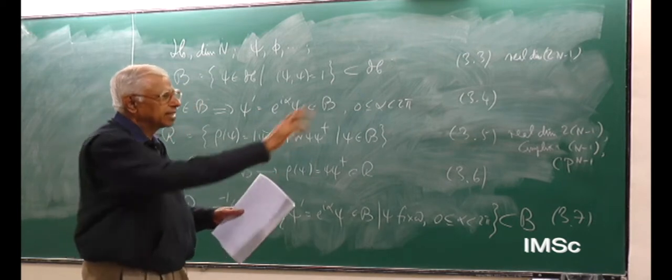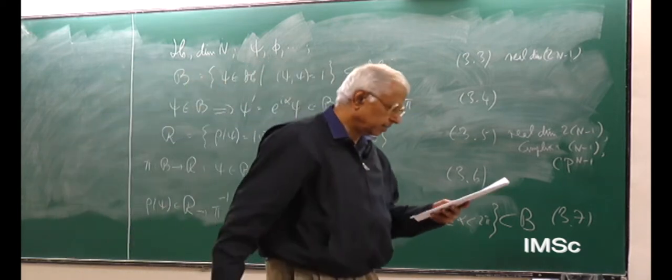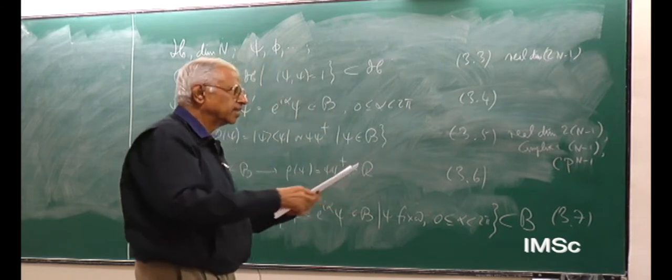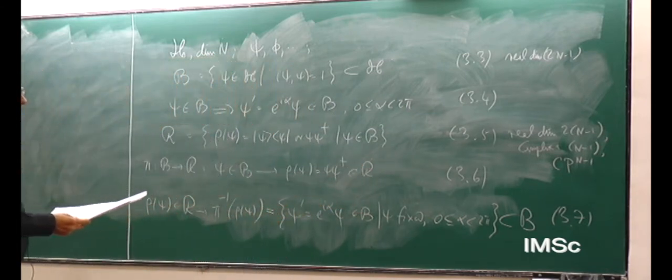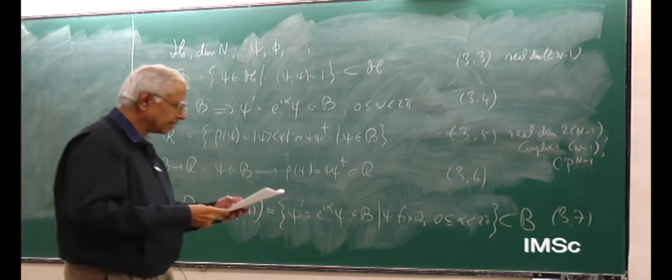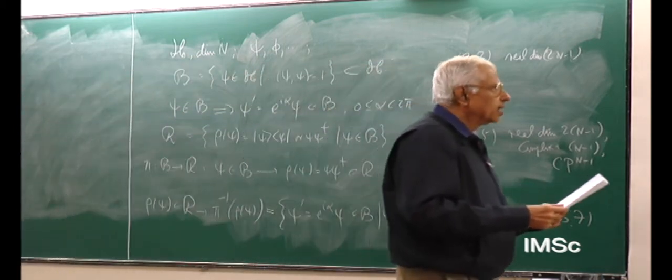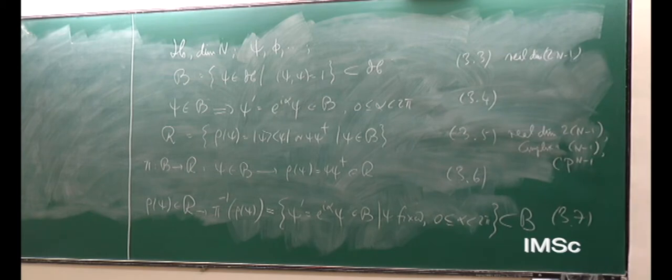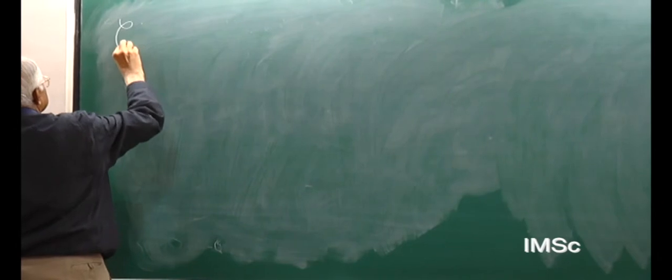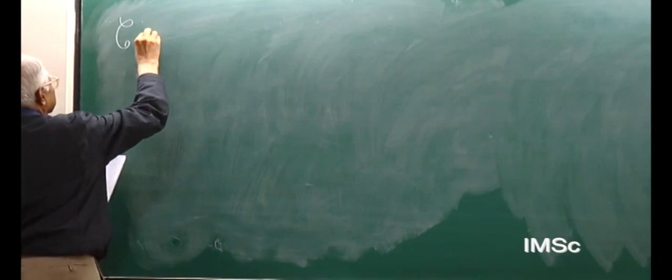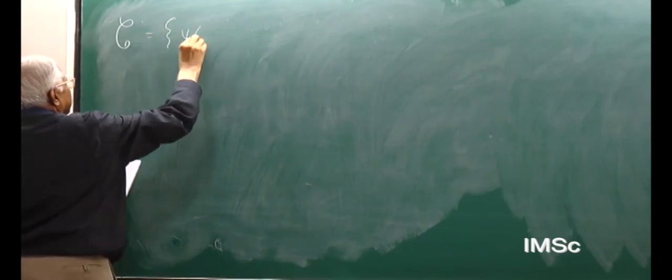Now, that diagram will stay for the rest of this lecture. I might draw a companion diagram on this side a little later. Now, what I want to consider are curves in the space B. So I will use a certain notation, script C.